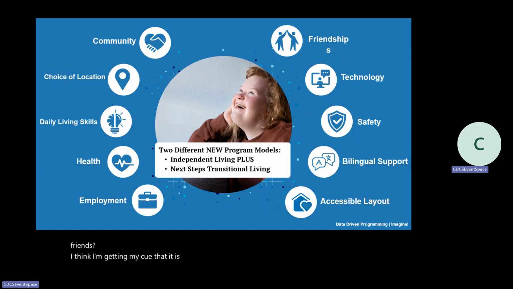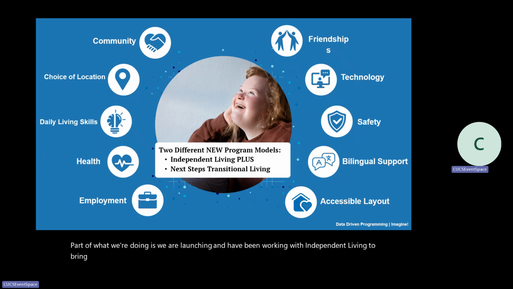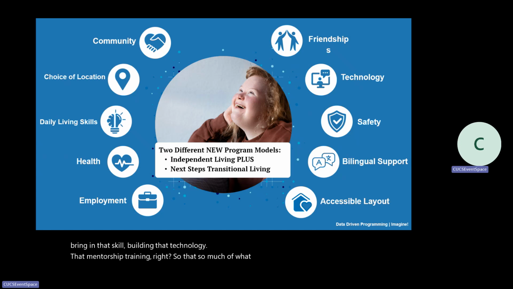All right, very quickly, last slide. Part of what we're doing is we are launching and have been working with independent living to bring in that skill building, that technology, that mentorship training, right? So much of what we are talking about is able for individuals to achieve.